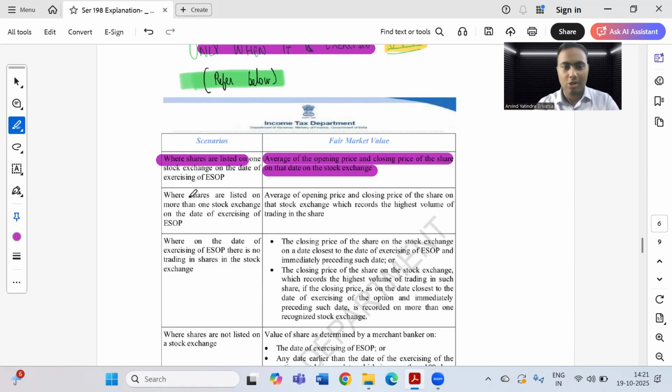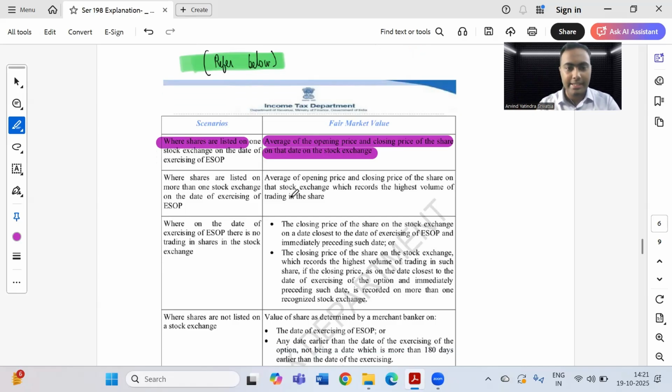Let's say the shares are listed on more than one stock exchange. Let's say ITC shares are listed on both NSE and BSE, and the highest trading volume happens in BSE. So you have to take the average of the opening and closing price, opening price plus closing price divided by 2, on BSE, because the higher volume happens in BSE, and that should be the fair market value you would consider for the computation.